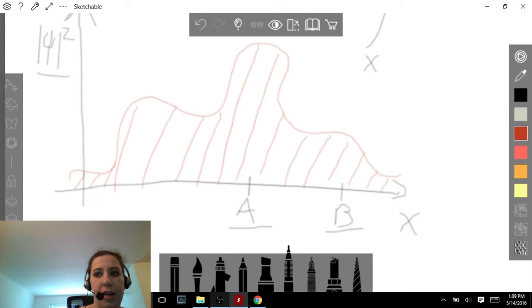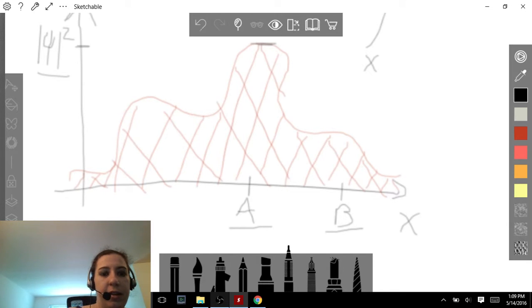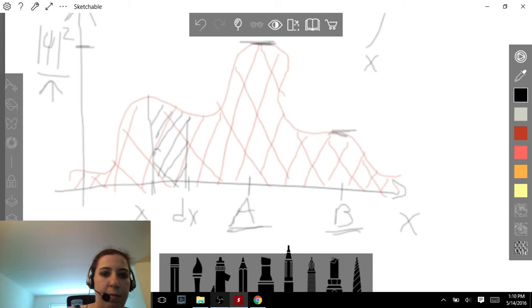And then just looking at the way that I drew it, the place where it's the highest means that it is more probable to find the particle at position A than at B. That's why we drew it this way, because this point A is higher, has a higher probability than the part B. And if we said this is our x and that's dx, then the integral that I drew up there before would be the probability of finding the particle in this area.